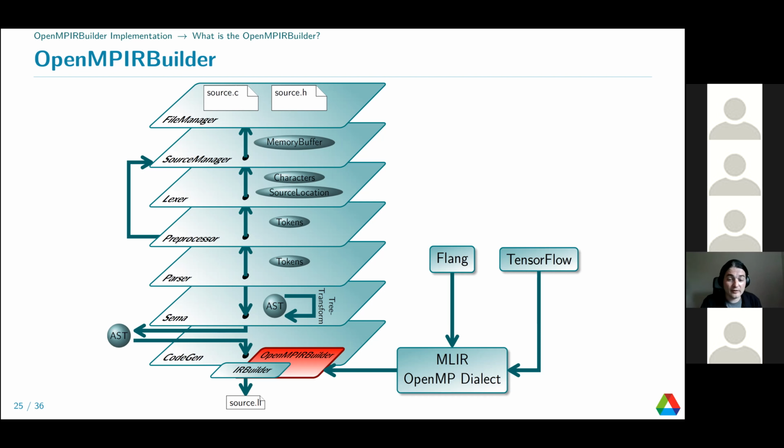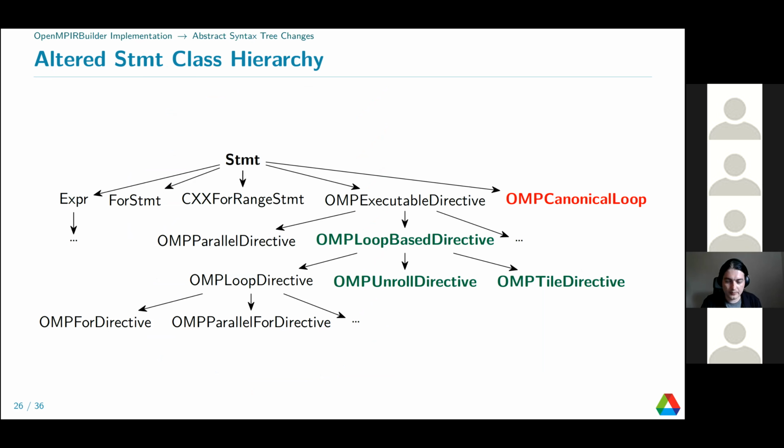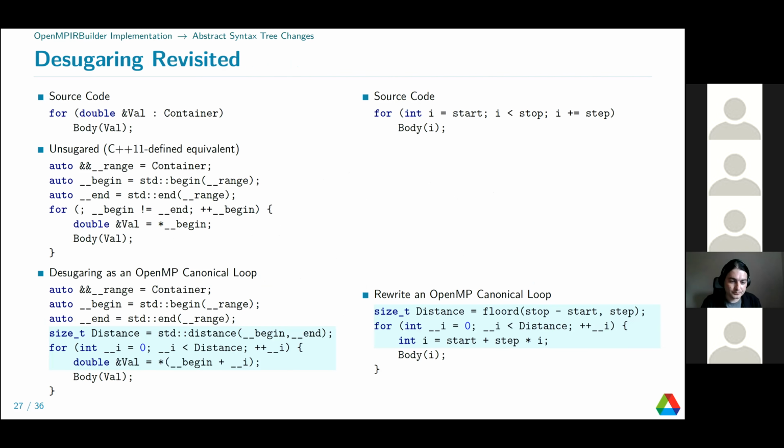The main advantage is that you can use it from components other than Clang. For instance, it can be used by Flang to implement OpenMP for Fortran. Flang itself lowers to MLIR with the OpenMP dialect. That dialect can also be generated by TensorFlow, so you get more independence from the source language you're using. We are basically reusing the same statement class hierarchy, but we add a new one for representing an OpenMP canonical loop.